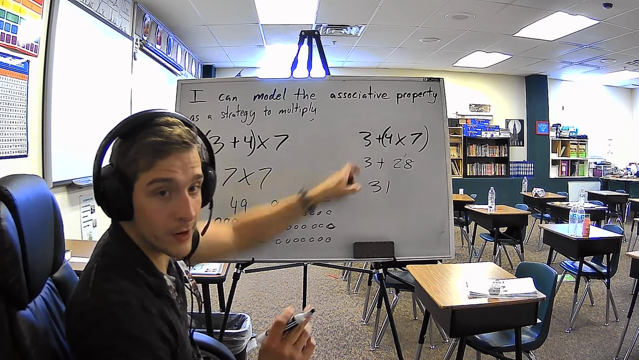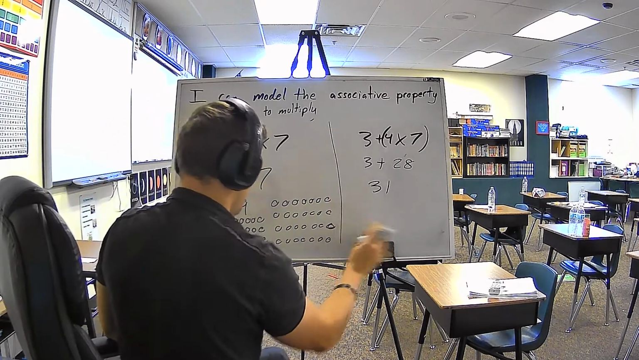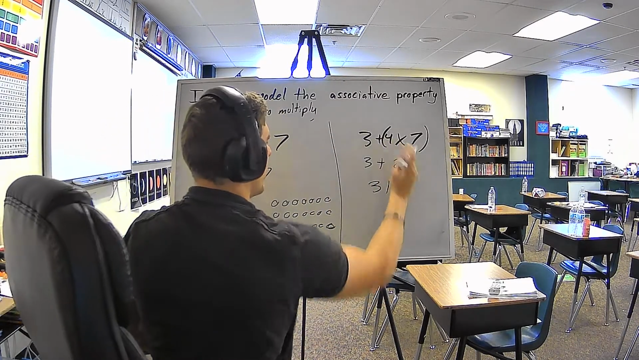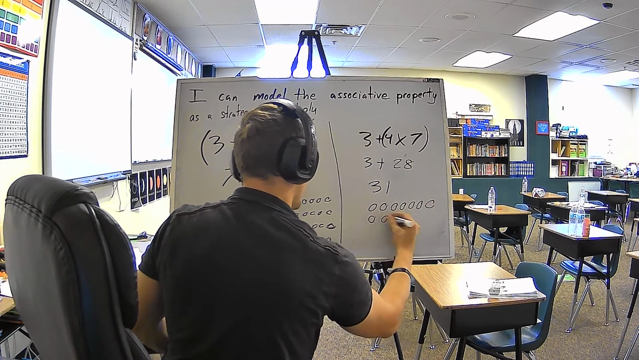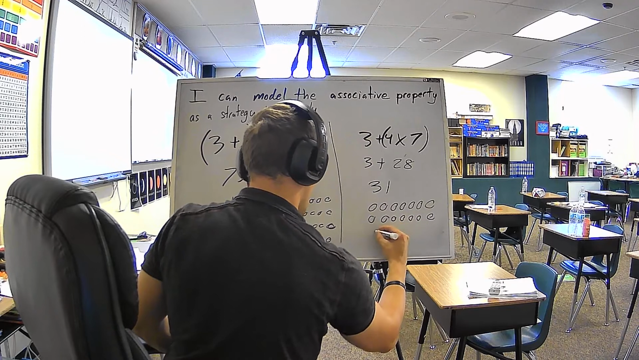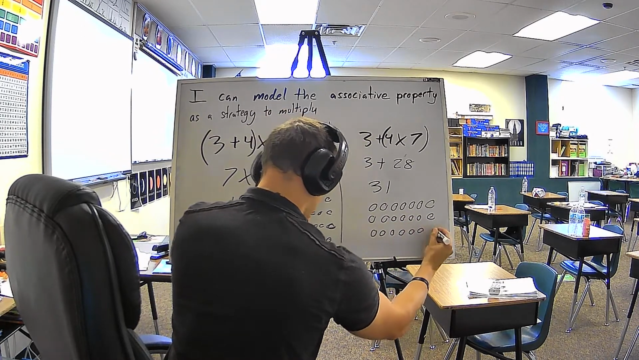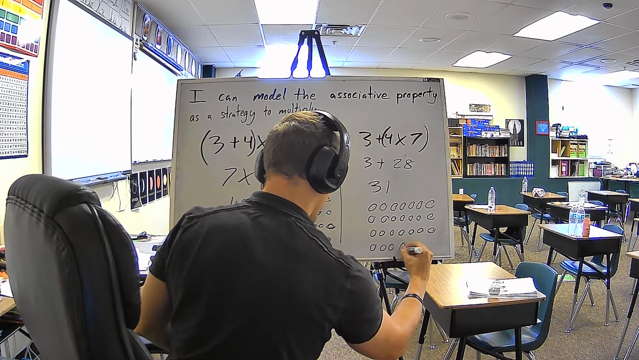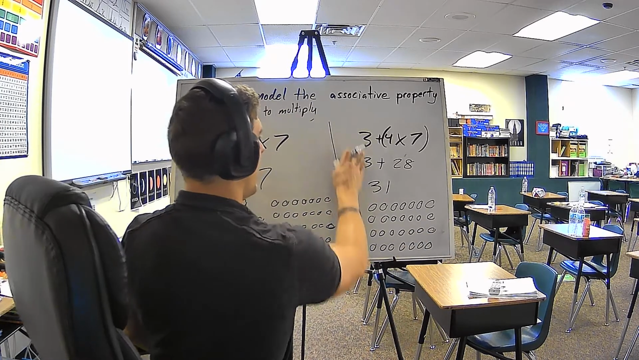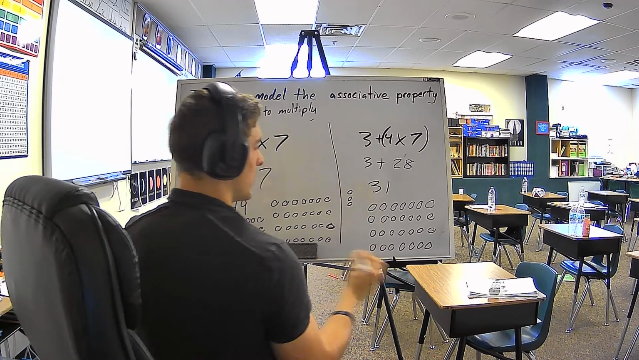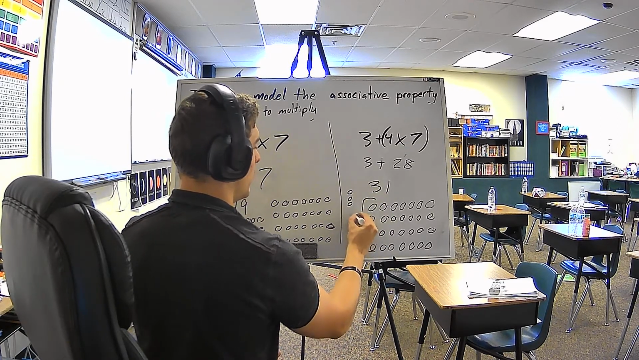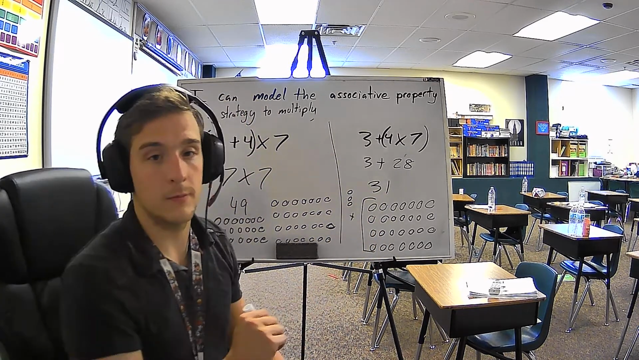This one over here is showing something different. This one is showing I have 4 groups of 7. And then I just have 3 more off to the side. So this is saying after I've done my problem here, just add 3 more to it.